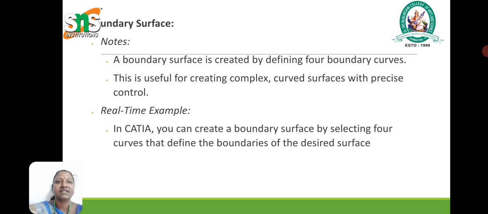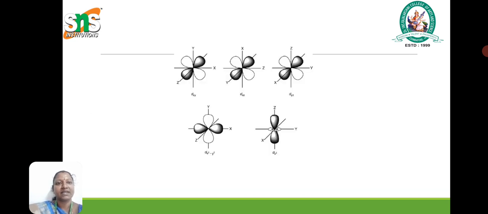Next one, boundary surface. A boundary surface is created by defining four boundary curves. This is useful for creating complex curved surfaces with precise control. Real-time example: in CATIA, you can create a boundary surface by selecting four curves that define the boundaries of the desired surface. In the example, you can see the boundary surface of one object. It is rotated in the x, y and z axes, three axes, and the visibility of the object will be viewed like this.